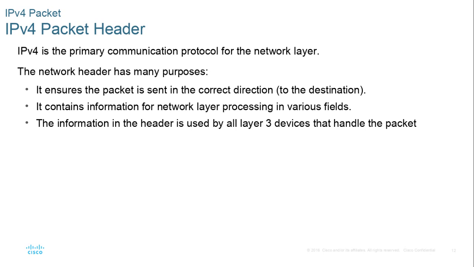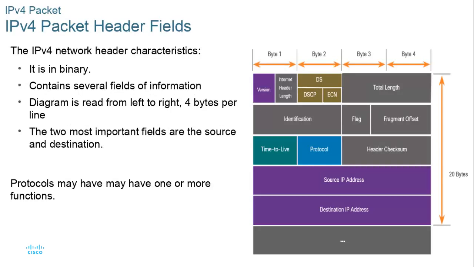It contains information for network layer processing, like for example, it counts the total number of hops, and in some routing protocols, for example, the old routing protocol RIP, you only got 15 hops, and then you were dropped, and you assumed that you were stuck in a circle. So this is used by all devices that handle the packet, typically layer 3 routers. This is the header. It's in binary. So at the top it says byte 1. That's 8 bits, 8 binary bits, 8 binary bits there. It's 32 binary bits.